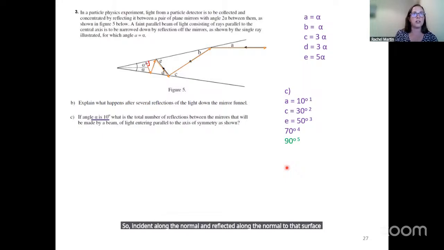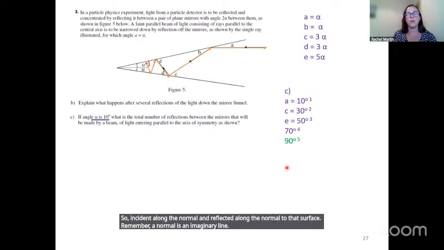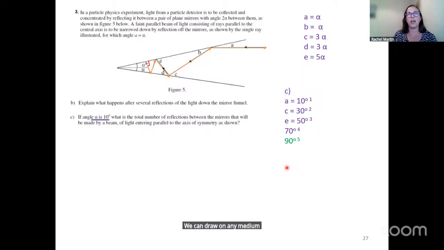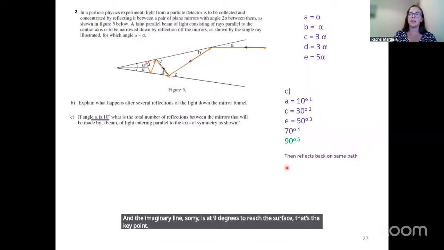Remember, a normal is an imaginary line we can draw on any medium where a ray hits it. And the imaginary line is at 90 degrees to the surface. That's the key point. So then reflecting back along the same path. So well done. Yep, few realizations.